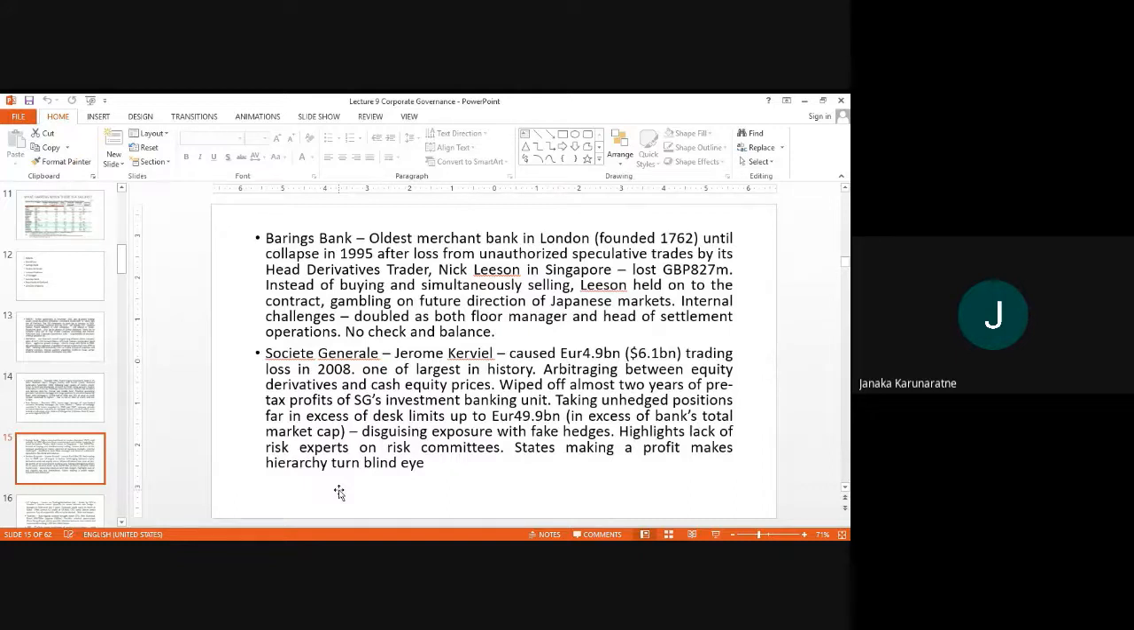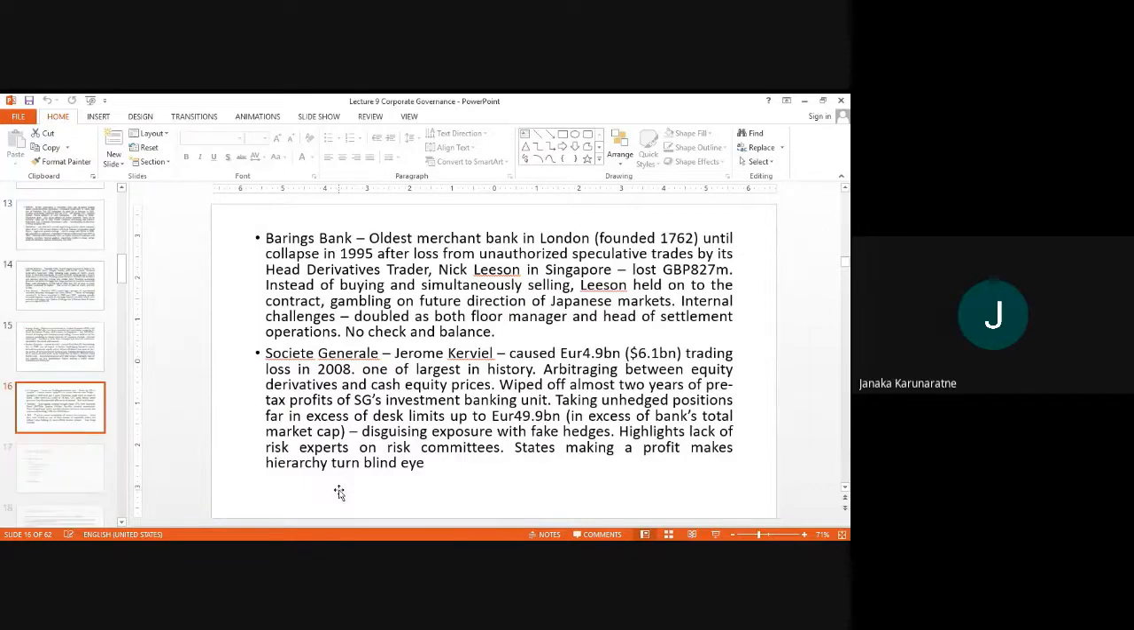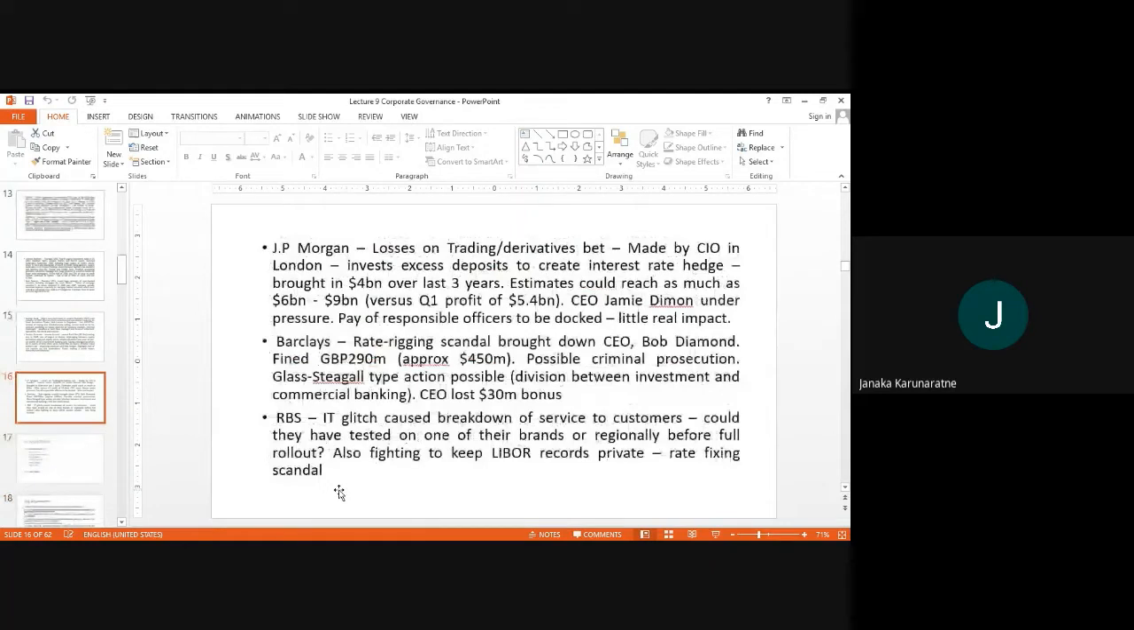Okay, so hierarchy playing a blind eye. JP Morgan, again losses on trading, even though not bankrupt. Derivatives bet made in CIO in London, investing excess deposits to create an interest rate hedge. Brought in 4 billion over the last 3 years. Estimates could reach as much as 6 to 9 billion.